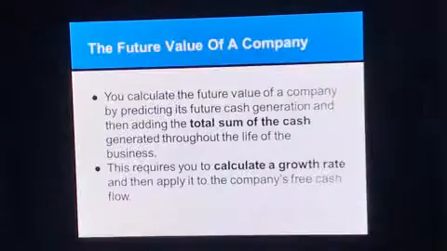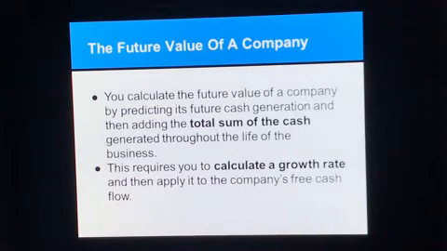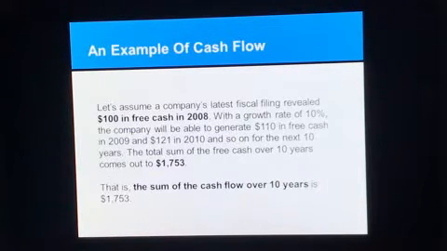Now moving further, how can we calculate the future value of a company? We can calculate the future value of a company by predicting its future cash generations and then adding the total sum of cash generated throughout the life of the business. This requires you to calculate a growth rate and then apply it to the company's free cash flows.